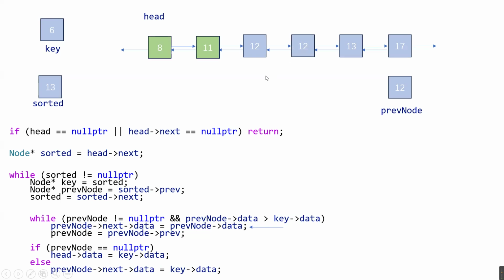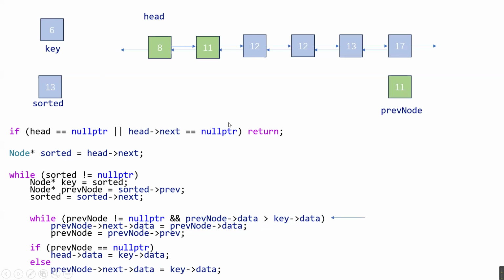So we need to set the previous next data to become the previous data. It was like we shuffle the 12 from left to right, right? And then we set previous node to become previous node's previous. It will become 11. So in the next time step, we need to compare 6 and 11. That makes sense.